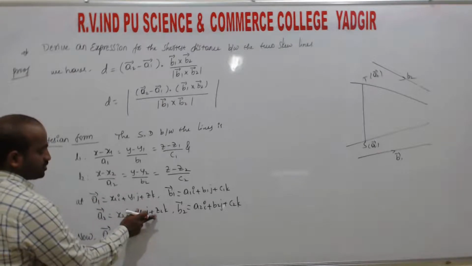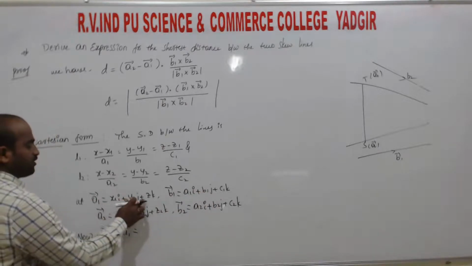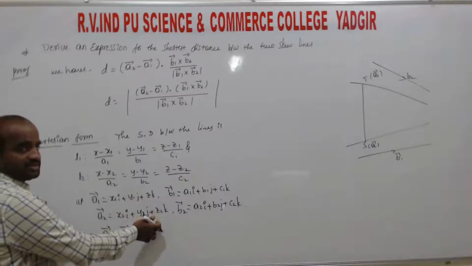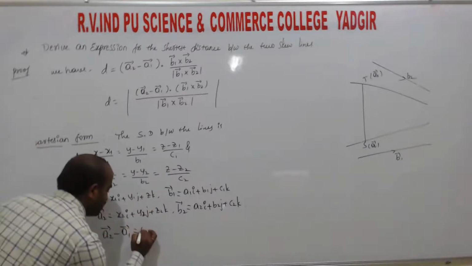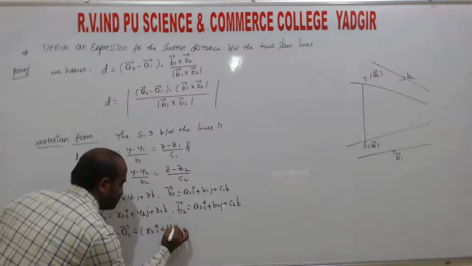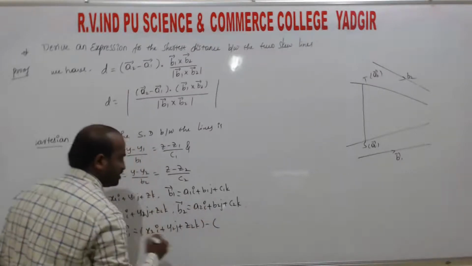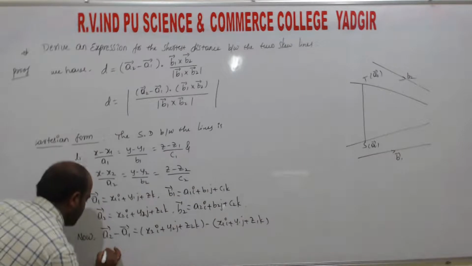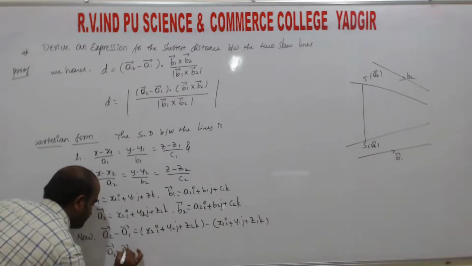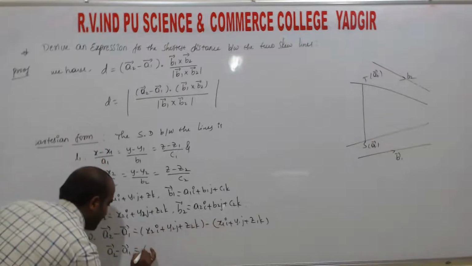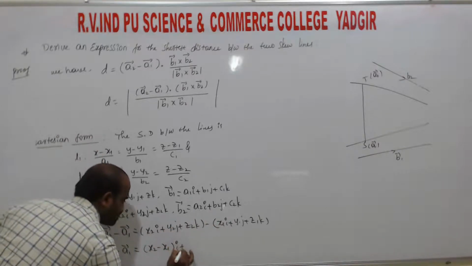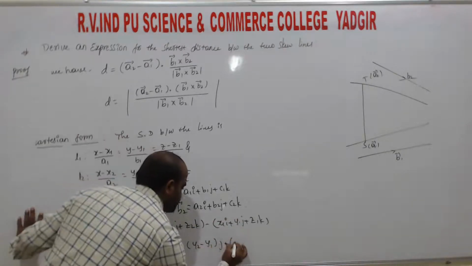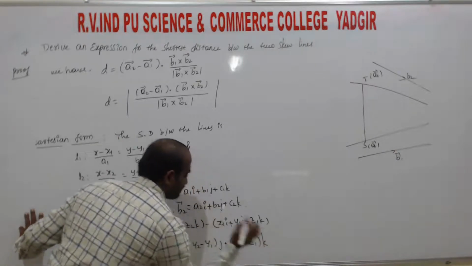x2 i plus y2 j plus z2 k minus (x1 i plus y1 j plus z1 k). This means (x2 minus x1) i plus (y2 minus y1) j plus (z2 minus z1) k. Or in one step, a2 minus a1 equals (x2 minus x1) i plus (y2 minus y1) j plus (z2 minus z1) k.